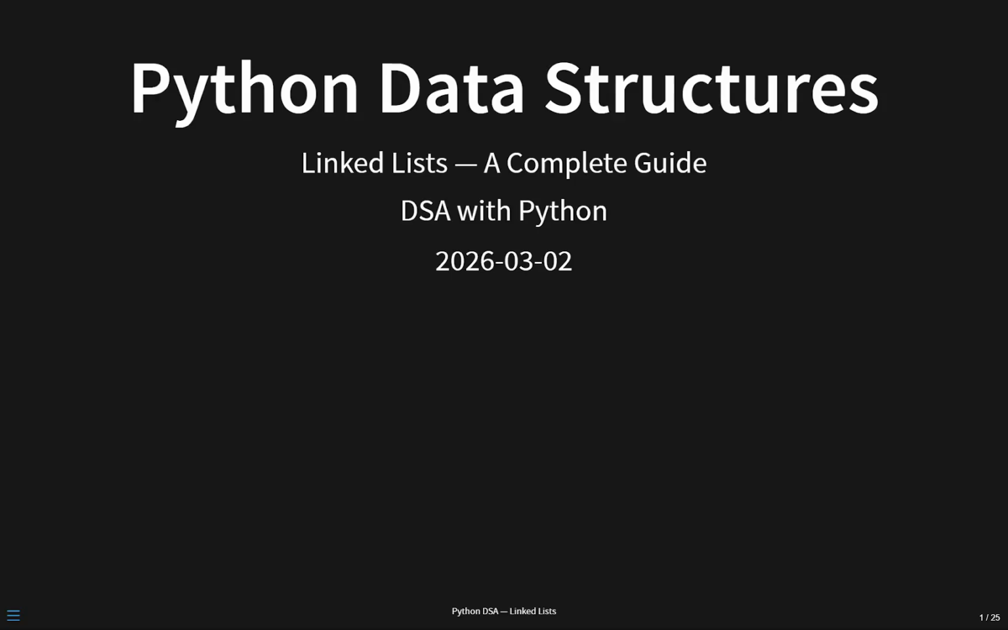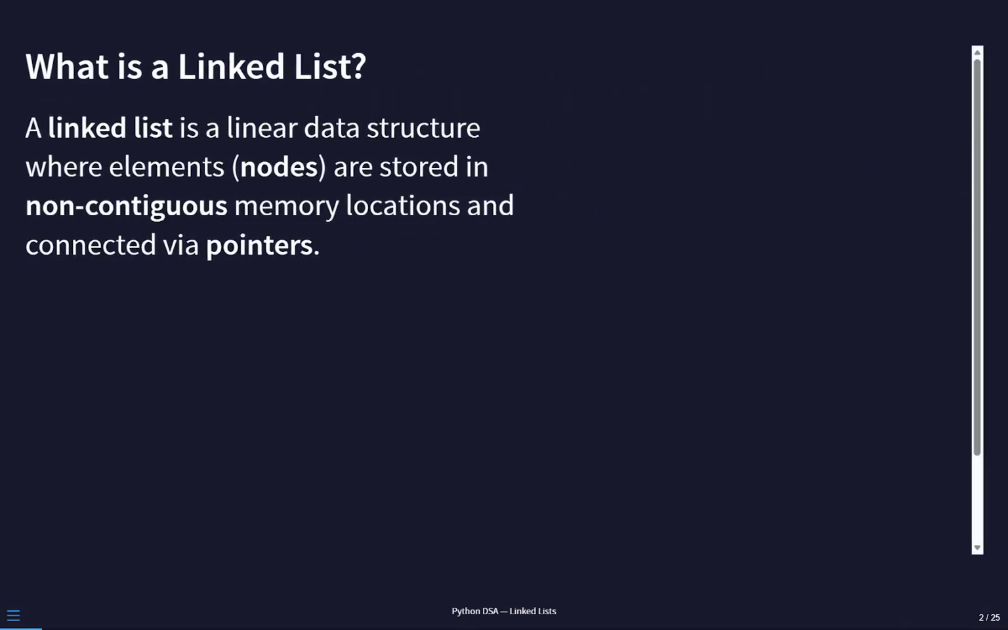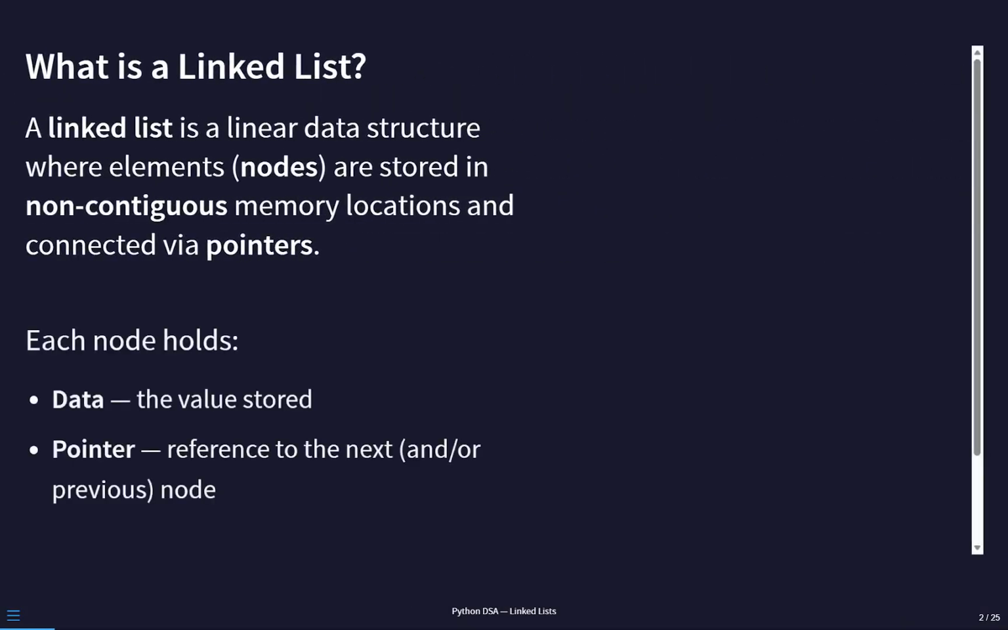A linked list is a linear data structure, just like an array, but with one key difference. The elements, which we call nodes, are stored in non-contiguous memory locations. Instead of sitting right next to each other in memory, each node can be anywhere on the heap. What connects them are pointers. Each node in a linked list carries two things. First, the data, whatever value you want to store. Second, a pointer, a reference to the next node in the sequence.